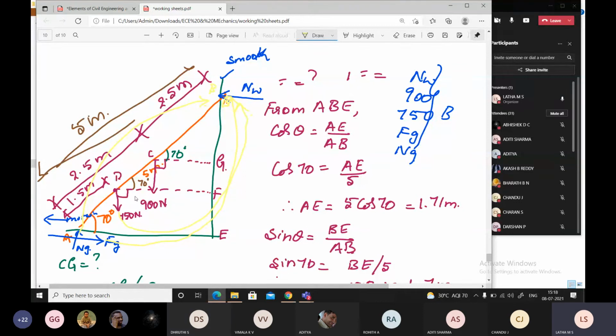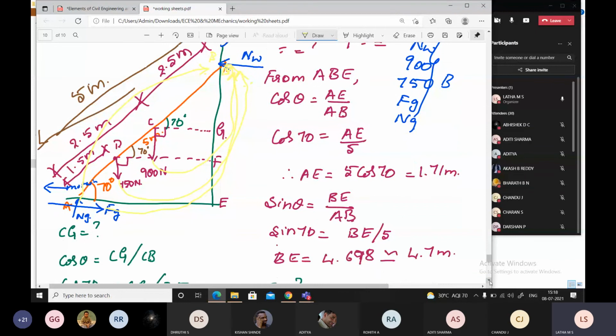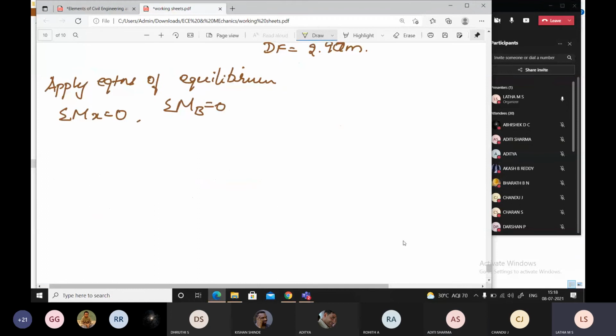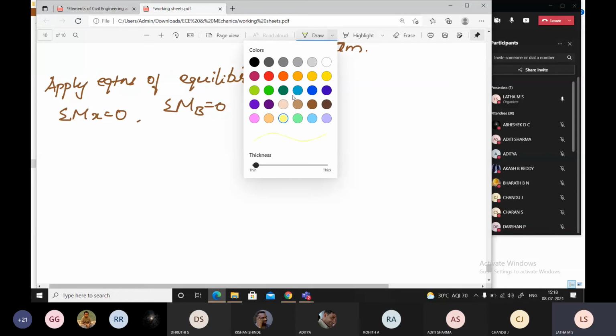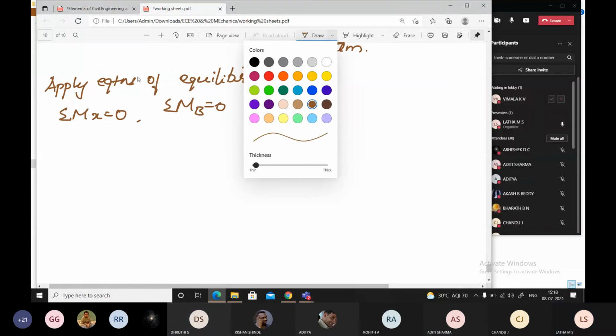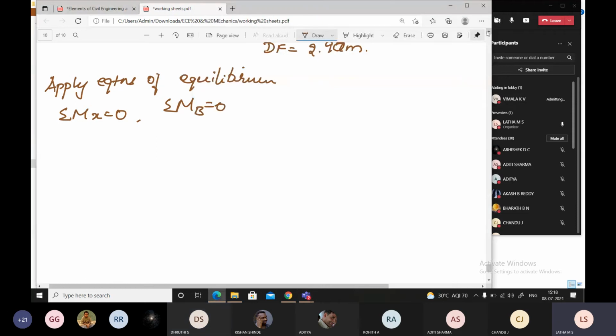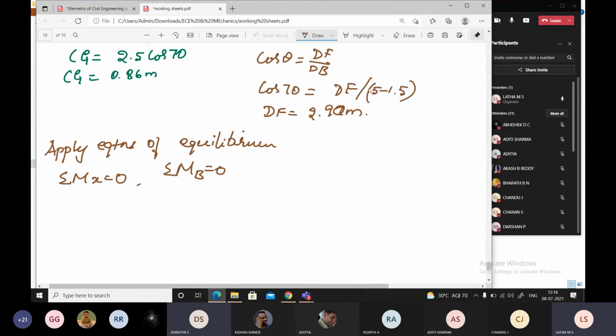Anti-clockwise, ma'am. Yes. How will the 900 Newton move? Anti-clockwise, ma'am. Yes. Now write that expression. DF, ma'am. Repeat, tell me, what's the doubt? The DF value is wrong, ma'am. What is the value for that? 1.19 meters. Okay.